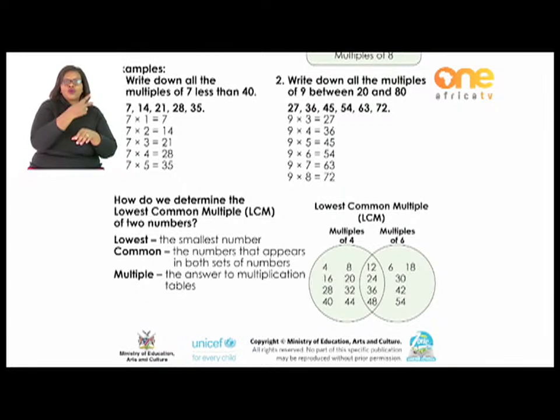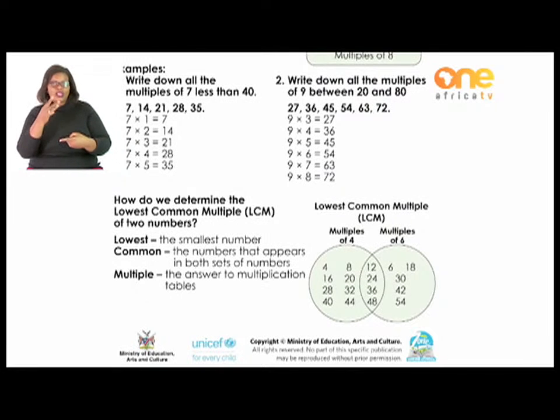So the first multiple of 9 from 20 onwards is 9 times 3, which is 27, 36, 45, 54, 63, and 72. The number after 72 will be 81. So 81 is more than 80. So the multiples of 9 between 20 and 80 are the ones that you have there in front of you in your booklet. Right.